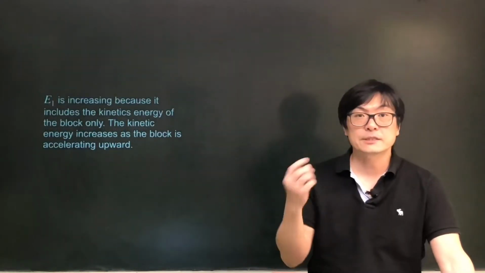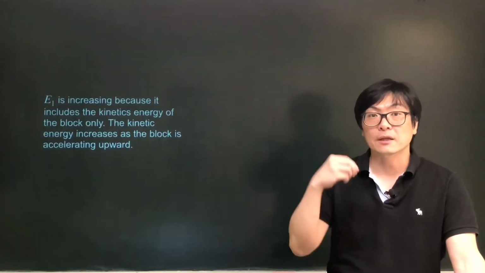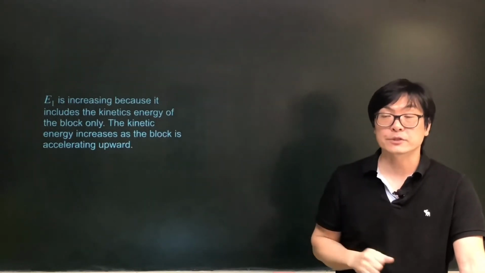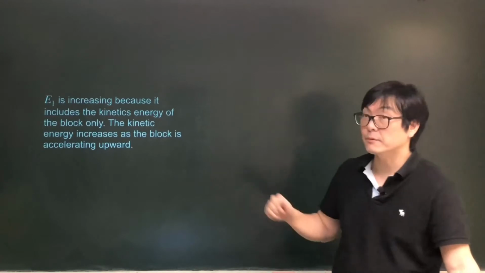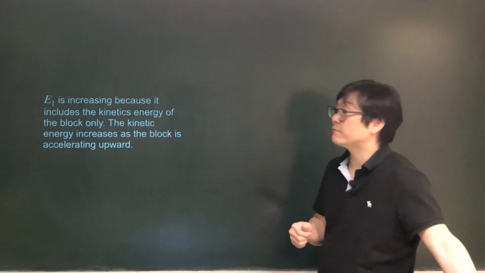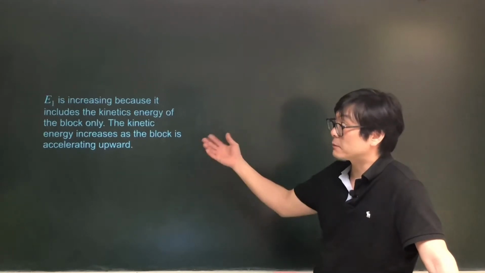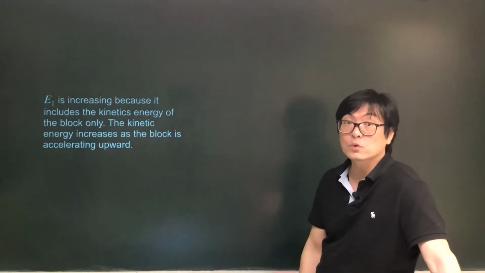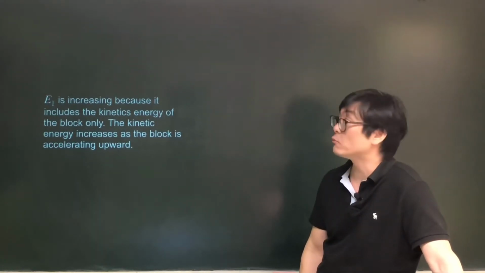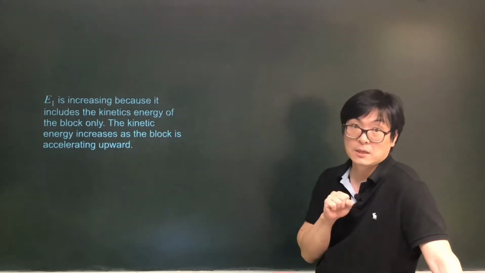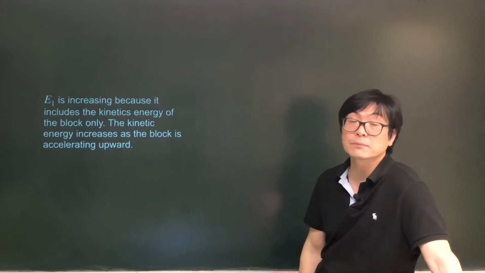So if you understand what I explained in the previous slide, you can find out the answer for this question, and I will show some examples of the sentences that I made for this paragraph argument. For the explanation for E1, the total mechanical energy of system 1 is increasing because system 1 has the block only. So we have to consider the kinetic energy of the block only.